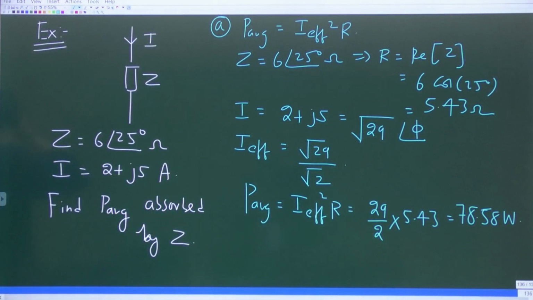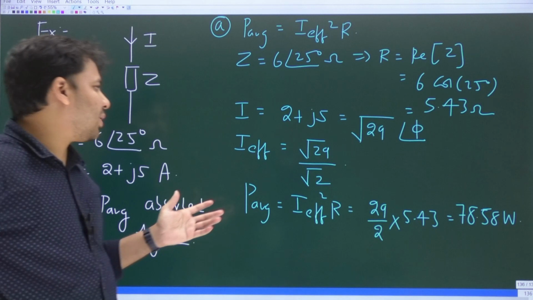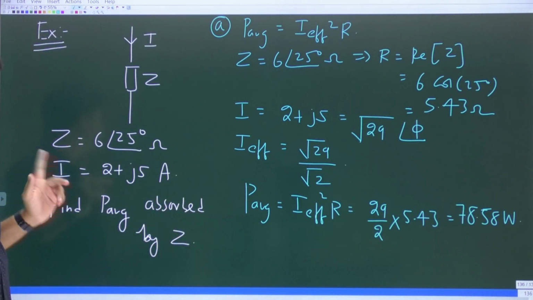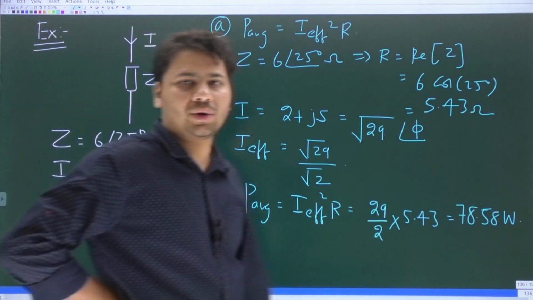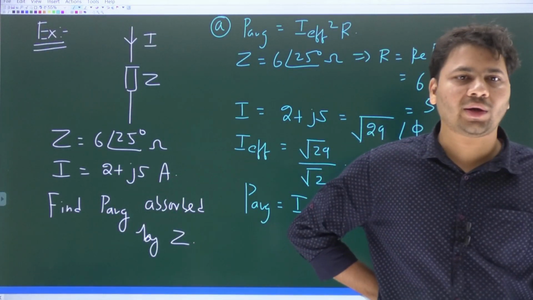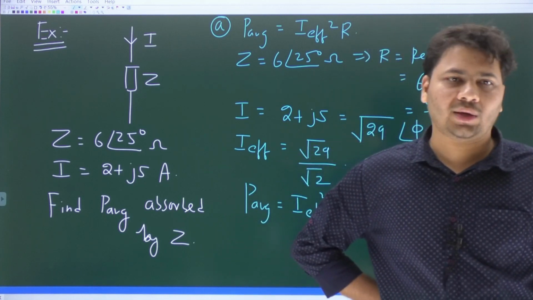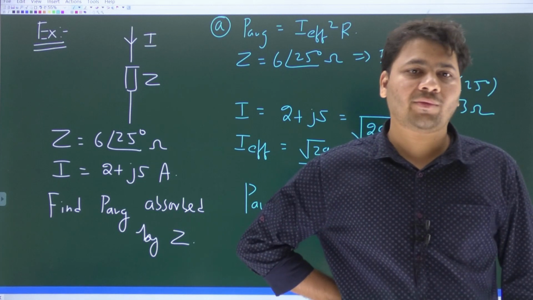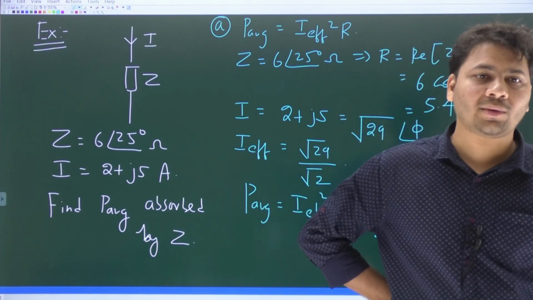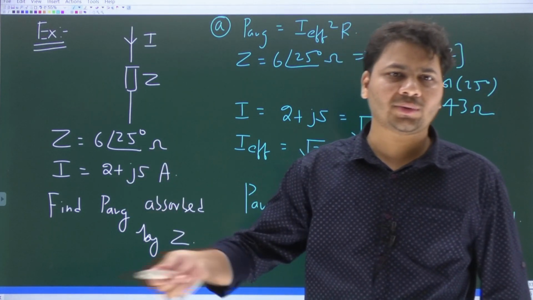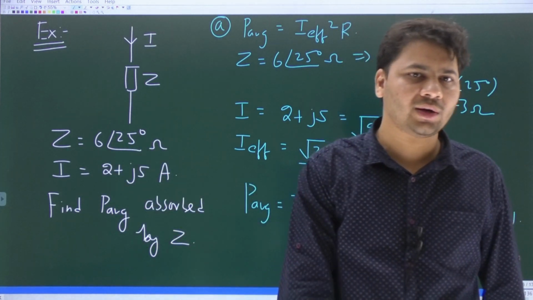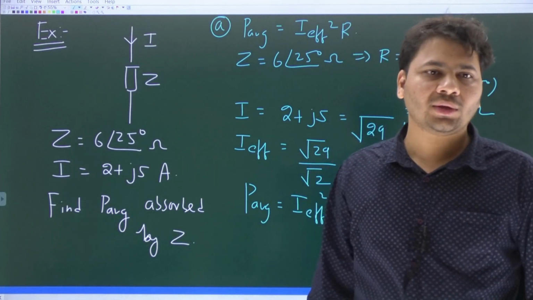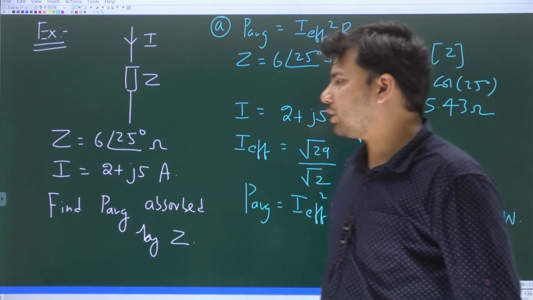Well, the other way to do it is what? Given the impedance and given the current, when you multiply the impedance and the current, won't you get the phasor voltage? Once you get the phasor voltage, then again you can find the average power by using the formula V effective into I effective into cosine of theta minus phi. Theta minus phi is the same as the impedance angle, which is 25 degrees. So V effective into I effective into cos of 25 degrees will also give you the same answer.